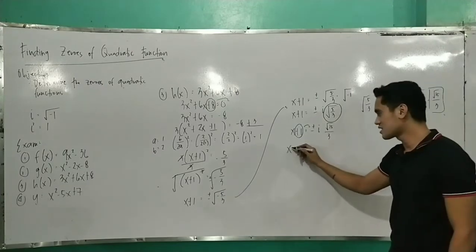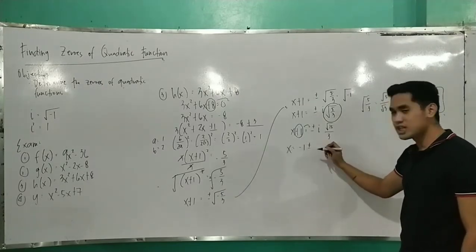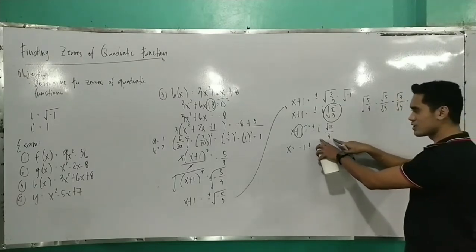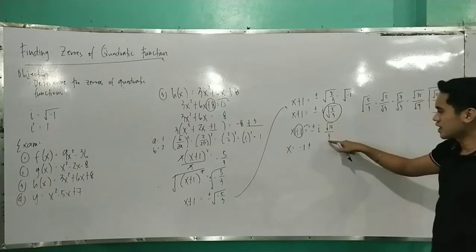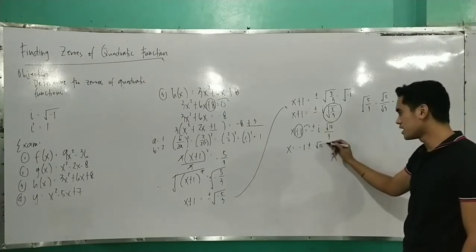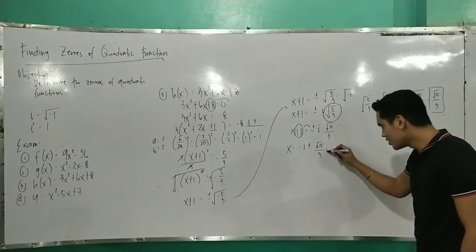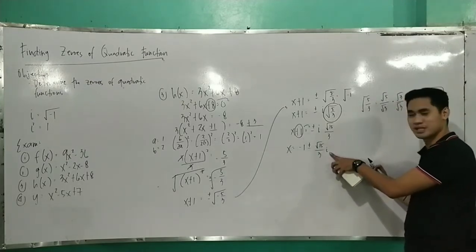So ang x natin, negative 1 plus minus, so isulat natin ito ng proper na pagsulat. Ang proper na pagsulat, mauuna muna yung number bago yung i. So meron tayo dito ang square root of 15 over 3, then yung i nasa gitna. Ayan, so ito yung proper na pagsulat.